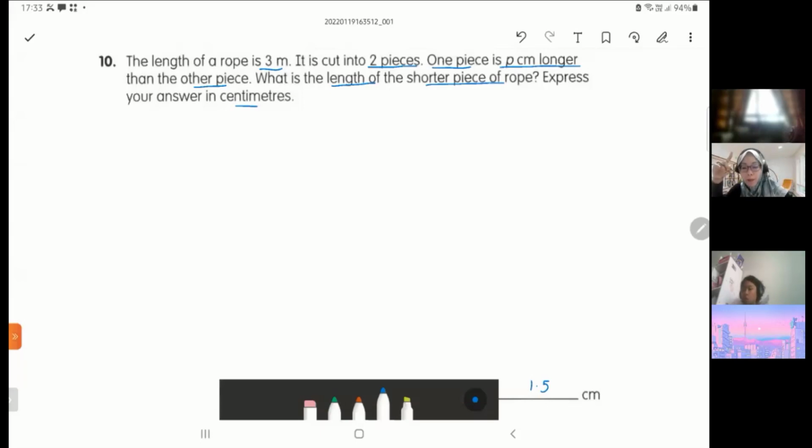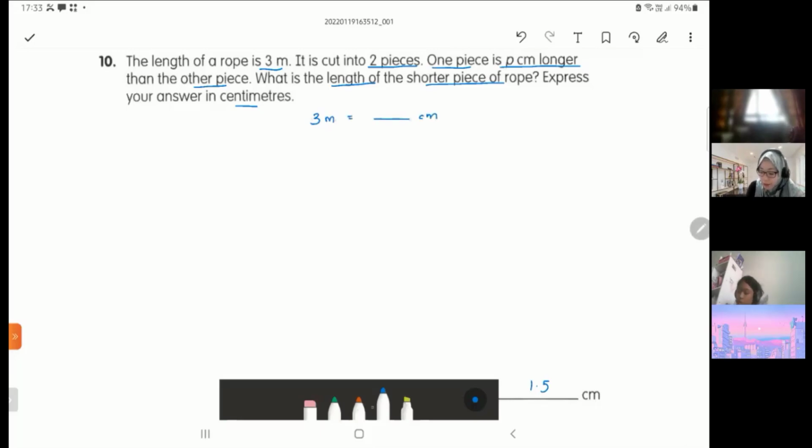What's my first step? If you look at the first sentence, they say that the whole length of the rope is 3 meters. But the answer requires you to write it down in cm. So what must I do first? I need to convert my 3 meters to cm. Do you all do that step first? Okay. So 3 meters is equal to how many centimeters?